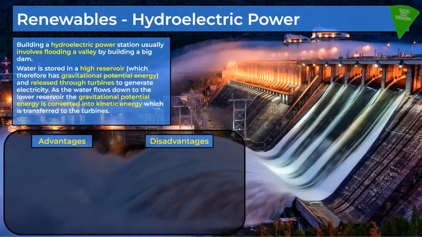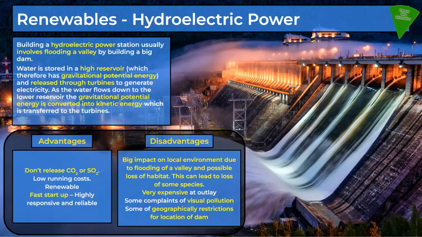Hydroelectric, as we've mentioned, the big additional disadvantage I want to mention here is loss of habitat. In order to produce a dam you have to flood a large area, and that can cause loss of habitat and death of some species, so we have to be really mindful of that, and it's very, very expensive when we initially set it up.